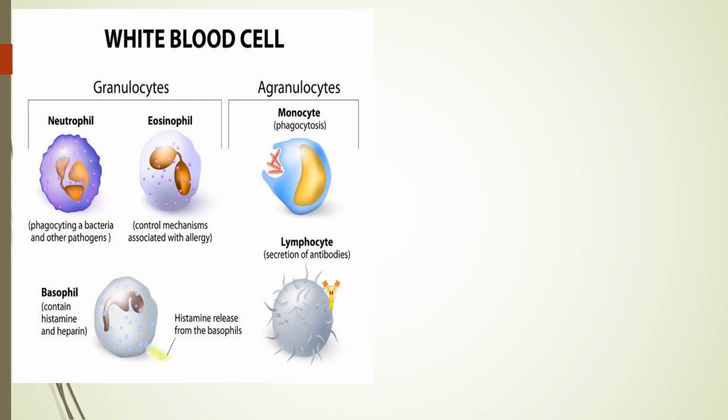Now this is a slide of white blood cells. The white blood cells are basically of two types, granulocytes and agranulocytes. The granulocytes have different types of granules in their cytoplasm, while the agranulocytes don't have any granules in their cytoplasm, or if there are any, they are very few. The granulocytes, there are three types: neutrophil, eosinophil and basophil. The agranulocytes are monocytes and lymphocytes.